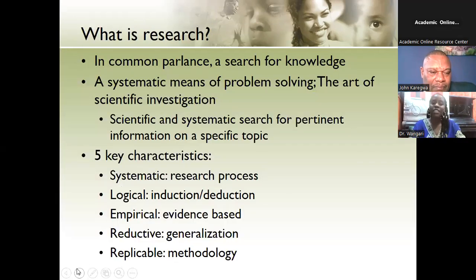So what is research? A lot of you, most of you, all of you got it. In common parlance, it is a search for knowledge. It is a systematic means of problem solving, the art of scientific investigation. In other words, it's the scientific and systematic search for pertinent information on a specific topic. A lot of mainstream research is quantitative, but now we've also seen the entry of qualitative research into mainstream research as well.